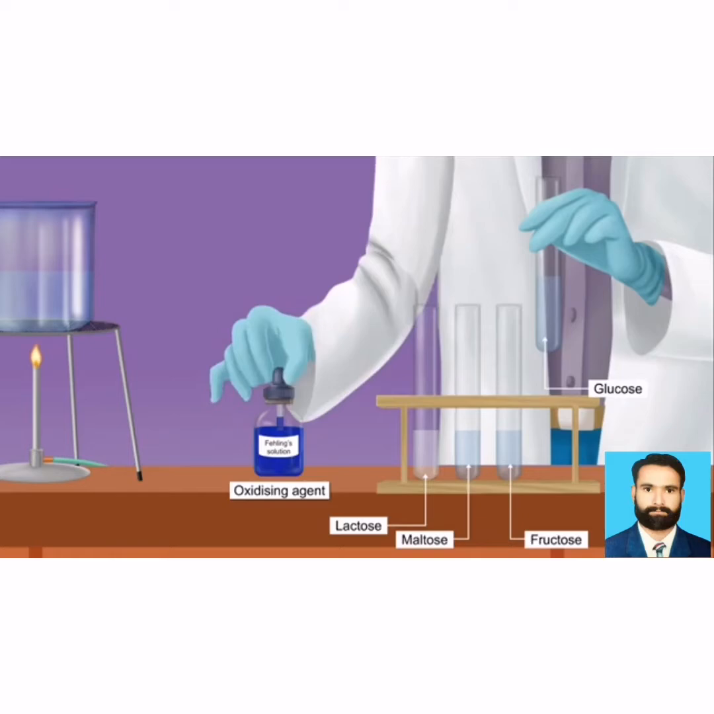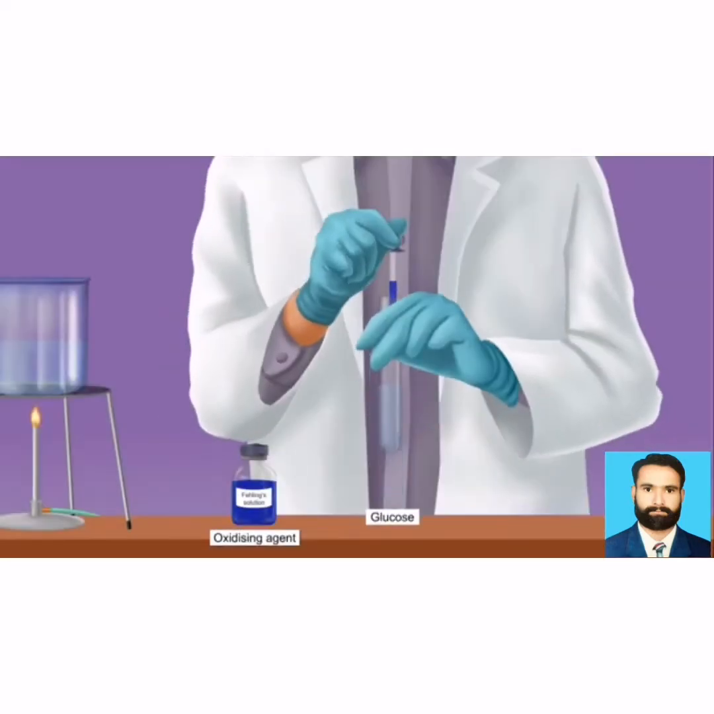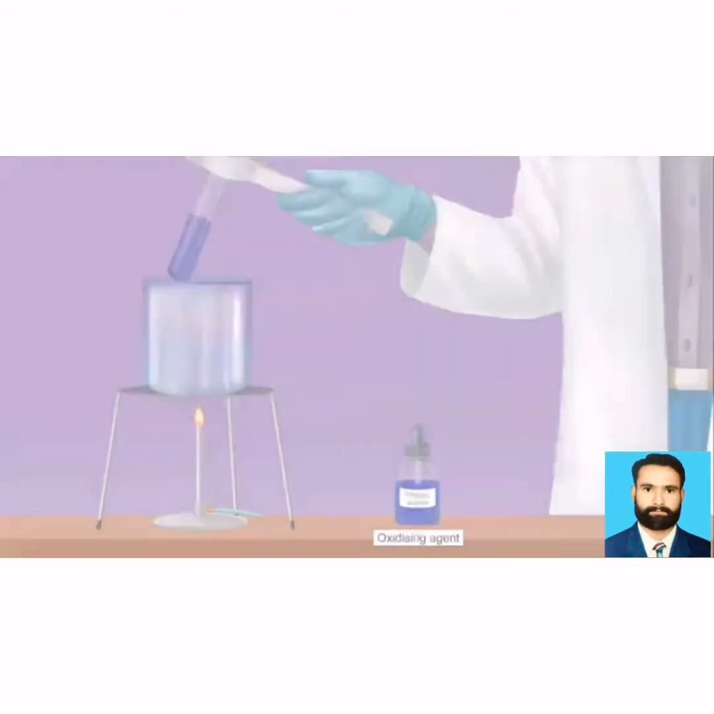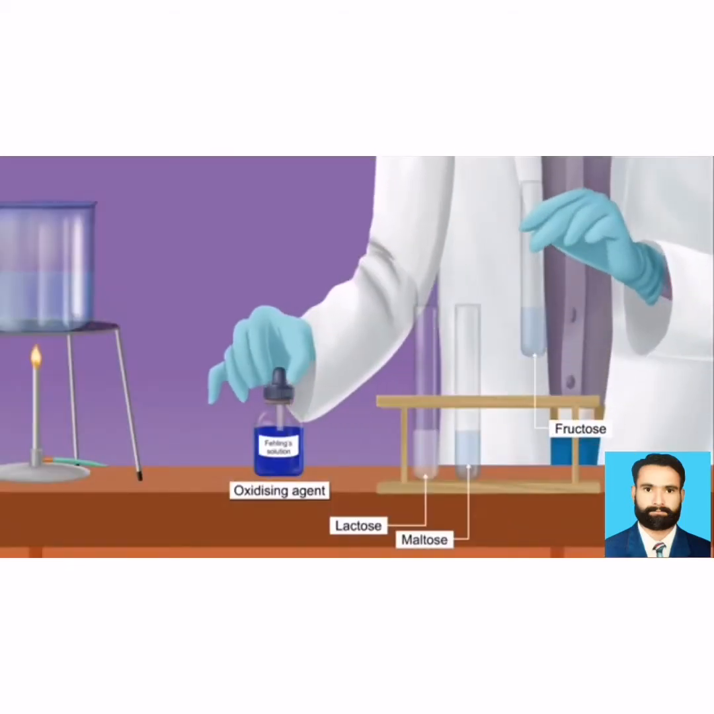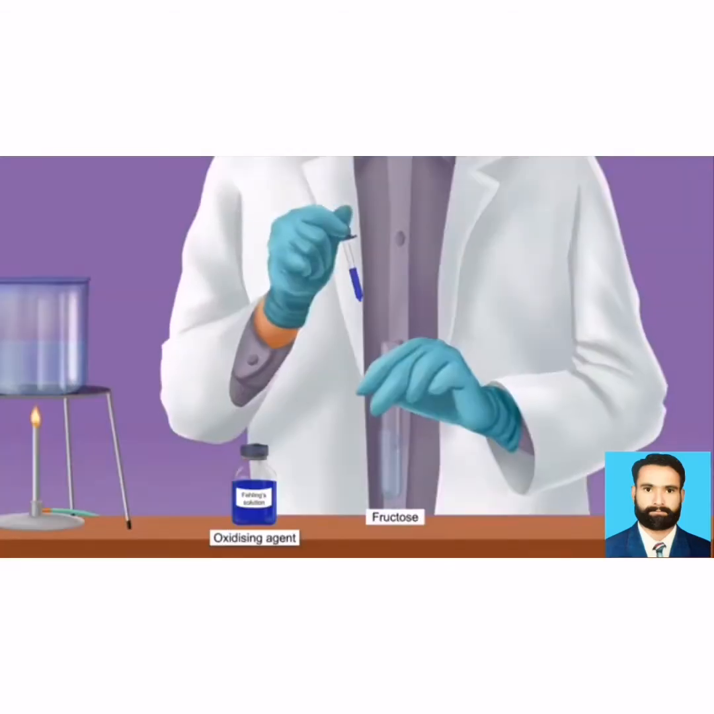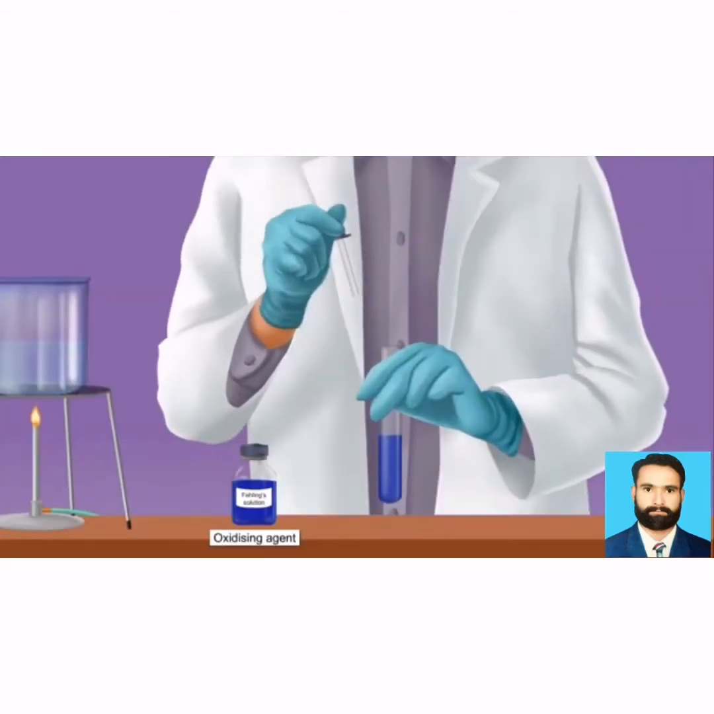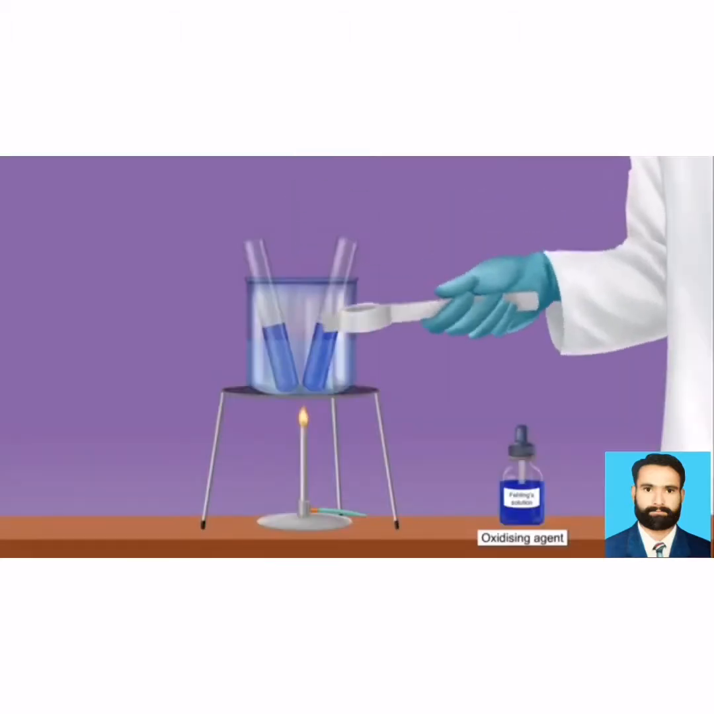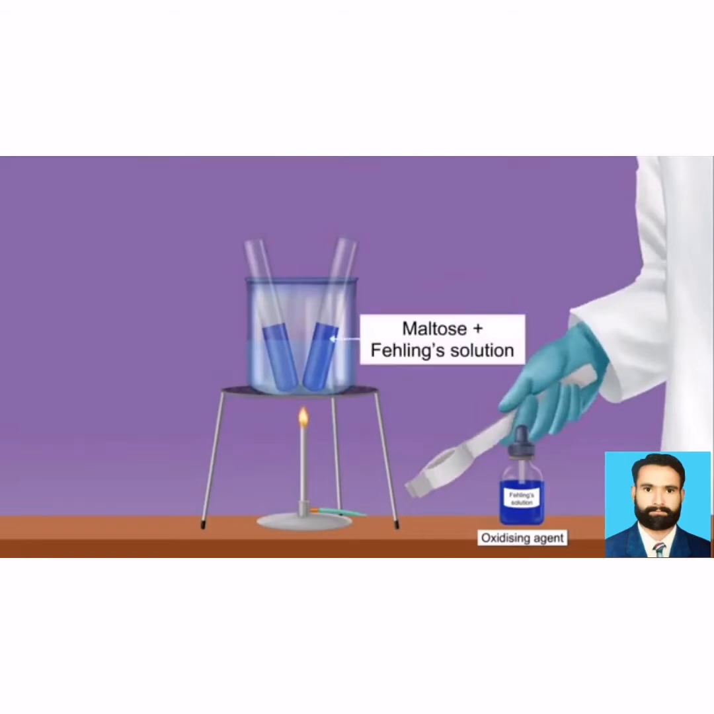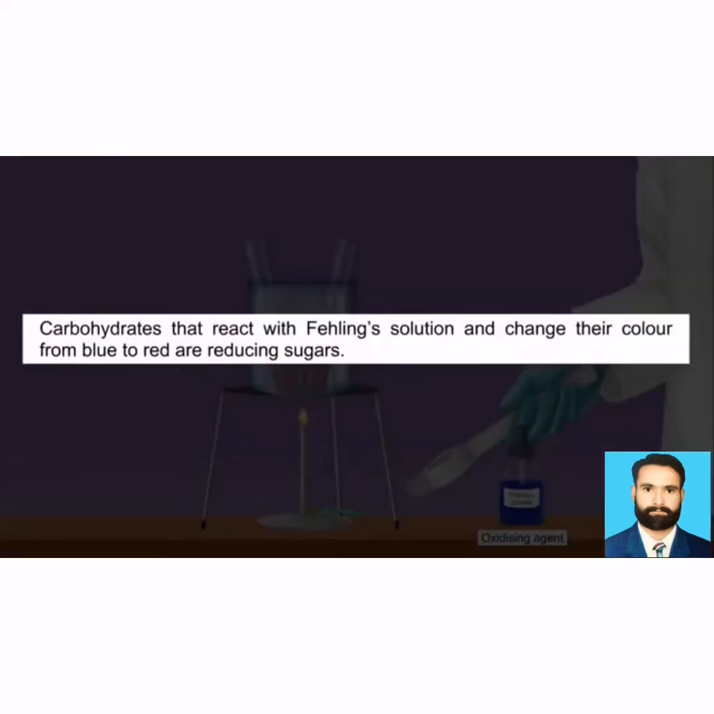On mixing an aqueous solution of glucose with Fehling solution and then warming the mixture for some time, the blue color of Fehling solution changes to red. If the same reaction is carried out between an aqueous solution of fructose and Fehling solution, the same result is obtained. Even in the case of an aqueous solution of maltose and that of lactose, the result for this reaction is the same. All such carbohydrates that react with Fehling solution and change their color from blue to red are reducing sugars.